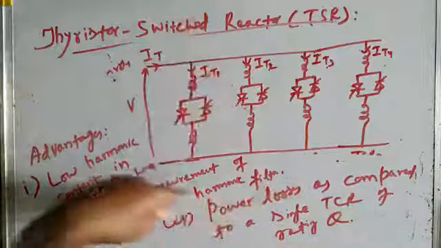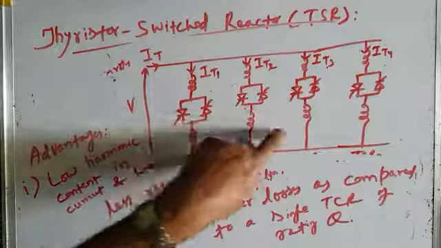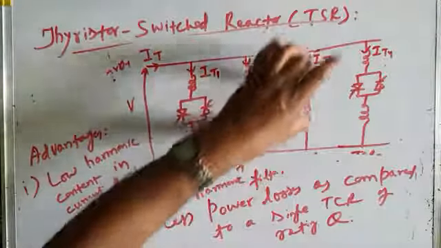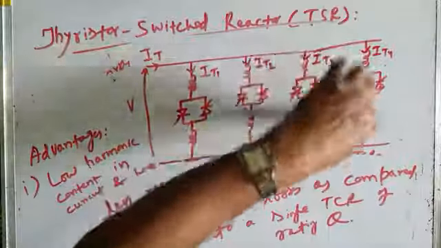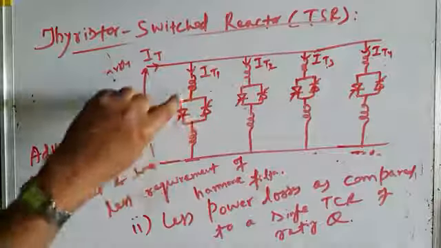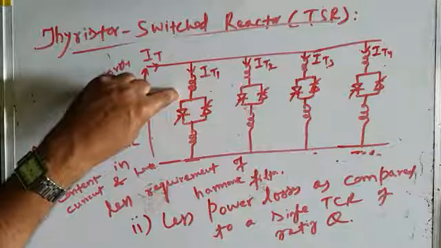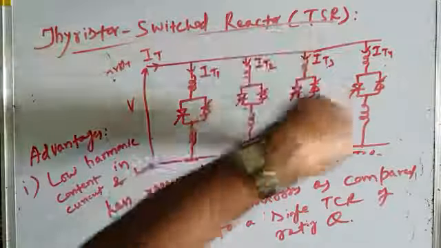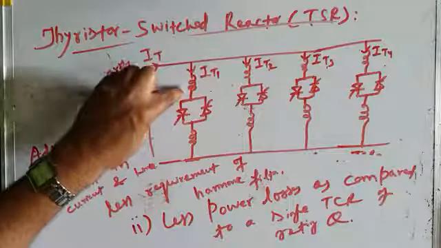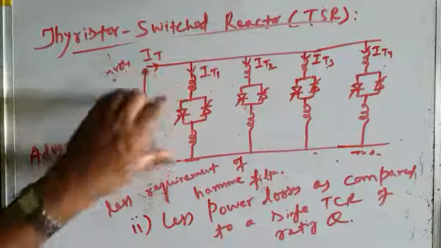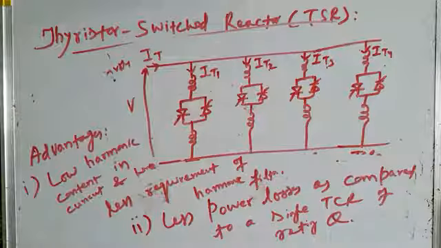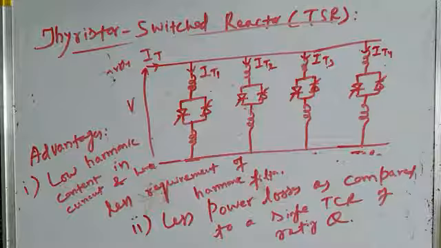But if segmented TCR is used, that means a single TCR along with TSRs. Since these TSRs draw sinusoidal currents, the eddy current losses in the inductor cores in these TSRs will be drastically reduced. And since the current drawn by the TCR is much less than the currents drawn by the TSRs, there will be some eddy current losses because IT1 is discontinuous and rich in harmonics, but these eddy current losses will be much less than for a single TCR alone. So the power losses will also reduce.